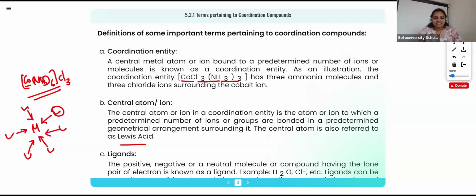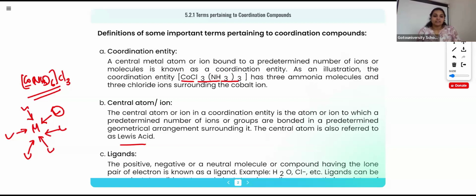So the metal is accepting electrons from the ligand for the formation. Actually, the metal is not sharing any electron. The ligand is sharing both electrons for the formation of the bond, because one bond means there should be two electrons. So the metal is the Lewis acid and the ligand is the Lewis base.